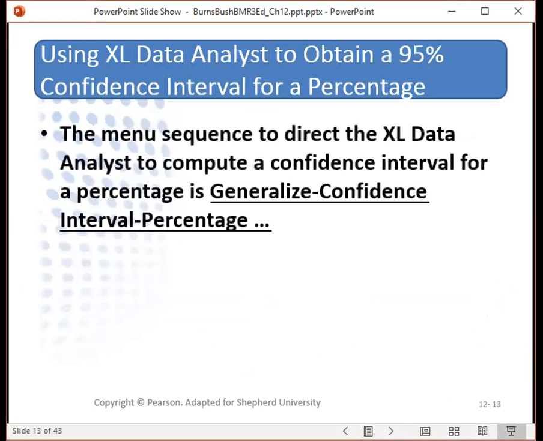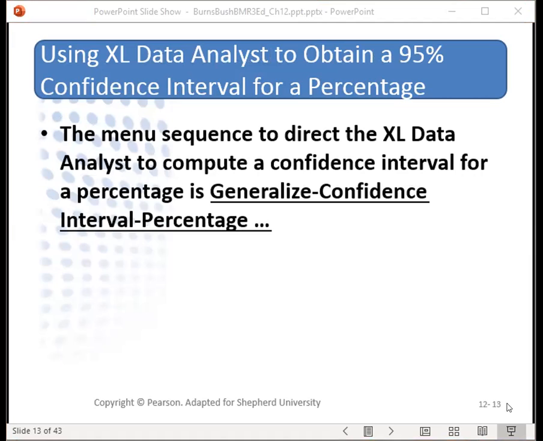Now, we can use the Excel Data Analyst to compute a confidence interval, and we'll be doing a workshop on Wednesday where we actually use the raw functions in Excel to do this, but I just want to show you how to do it with our Excel Data Analyst tool. So again, in the next class, we'll go over how to do it using direct Excel functions.